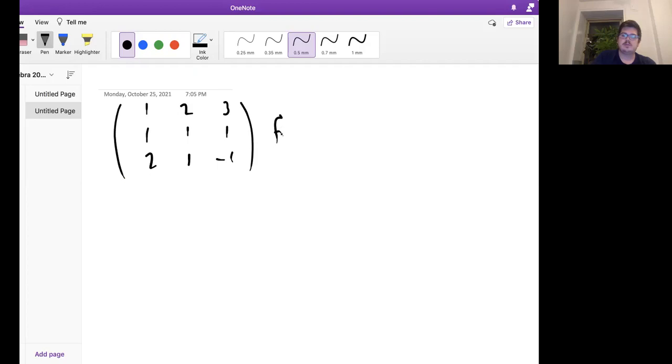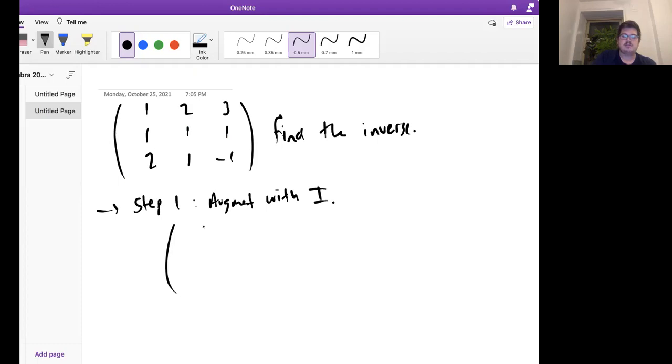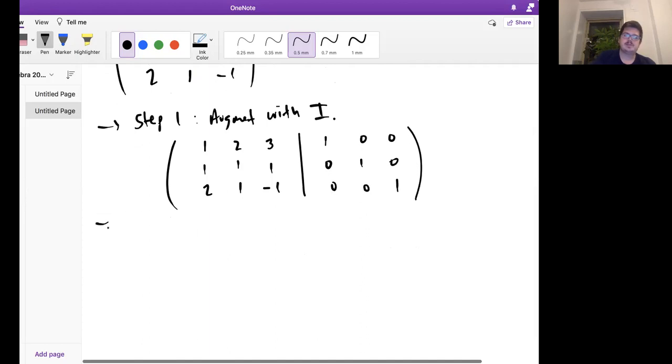Okay, so we want to find the inverse. So step one is augment with identity. So we have 1, 1, 2, 2, 1, 1, 3, 1, -1. We're augmenting it with the identity matrix. Okay, step two is find the reduced row echelon form.